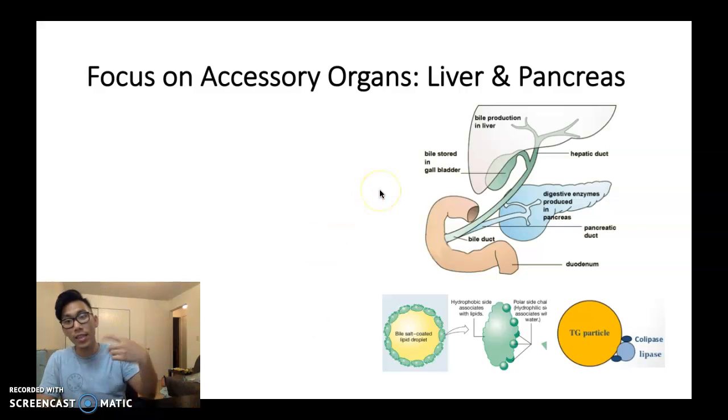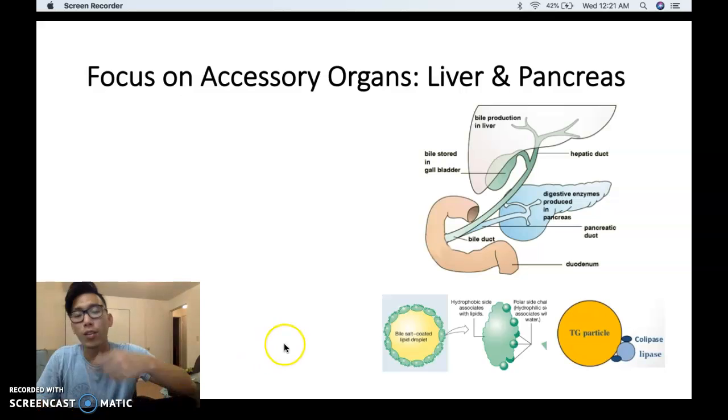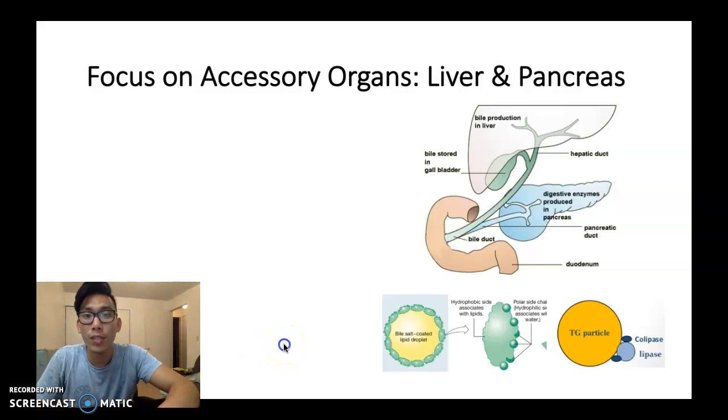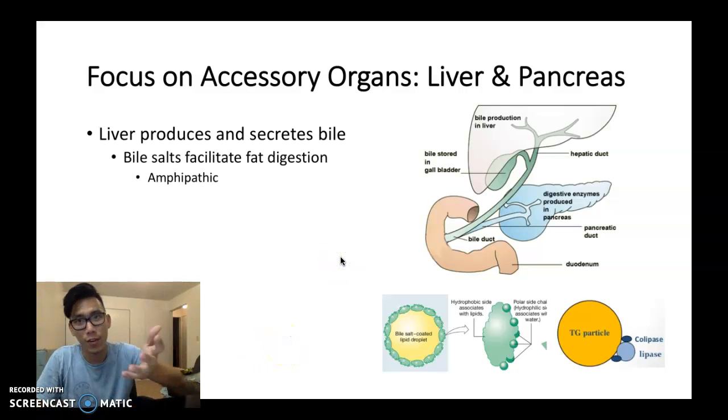Okay, in this slide, I really wanted to focus on the key accessory glandular organs that play a huge role in fat absorption. All right, so the first organ we want to talk about is the liver. So the liver produces and secretes bile, and one of the components of bile is bile salts.